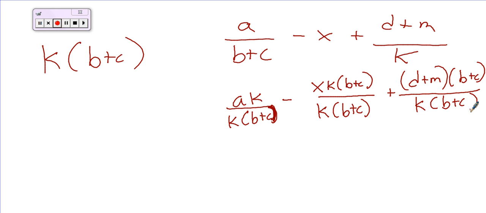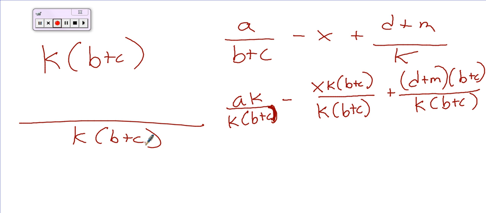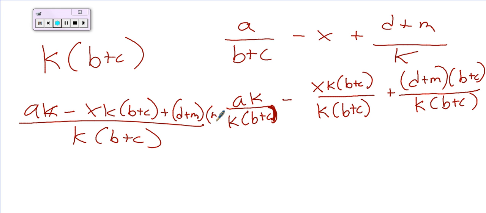Okay? We're almost done. Now, if you start doing the distributive property, it's going to get awfully confusing, so don't. So now when you rewrite this for your final ending, it's going to be all over k times (b plus c). So you're going to get ak minus xk times (b plus c) plus (d plus m) times (b plus c). So don't bother distributing that, just write it all out on top.